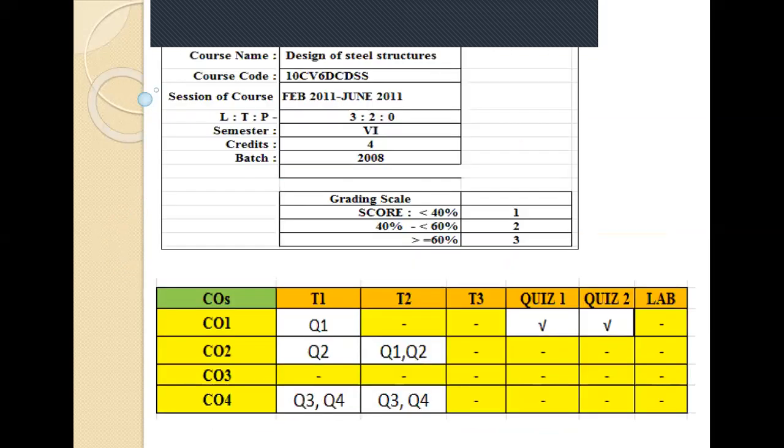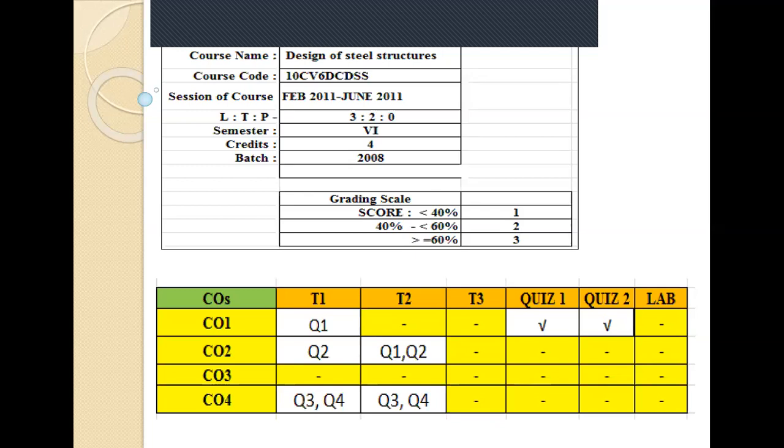Next comes the actual assessment process for the DSS course. This is the DSS course we are talking about here, and certain mechanisms are followed. Here, the grading scale: if a student scores less than 40%, it is considered as 1; 40 to less than 60 is considered as 2; greater than or equal to 60 is considered as 3. They have 4 COs as per the course curriculum. They are conducting 3 tests, 2 quizzes and 1 laboratory for that particular course. Here, the lab is weeded out because the lab is not considered; only the theory part is considered.